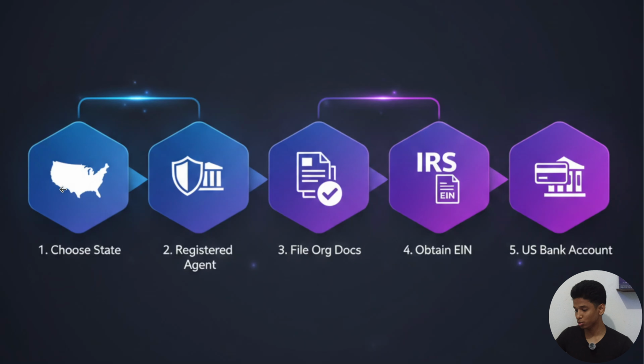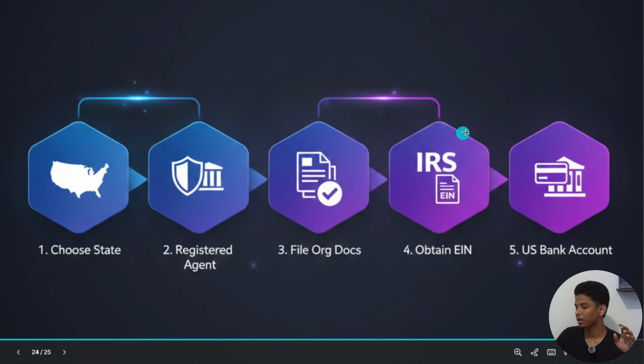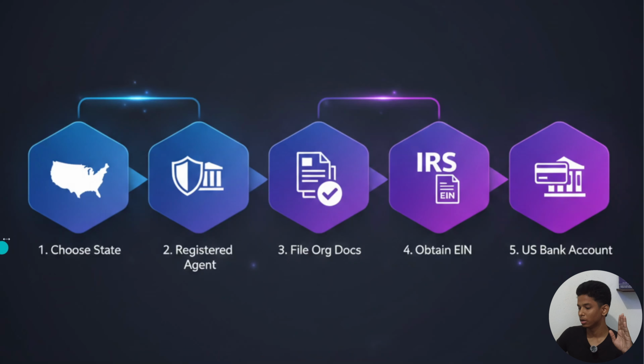To recap: 1. Choose your state wisely according to your need. 2. Get a registered agent. 3. File organized docs. 4. Obtain EIN. Then 5. Open US bank accounts. And all these first 4 procedures can be done the right way if you choose a broker or someone who knows this stuff, they will do all the documentation process for you.